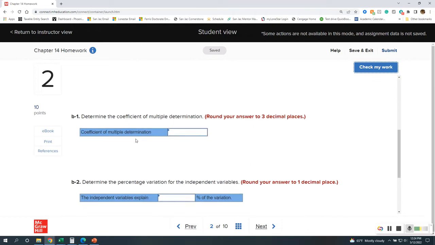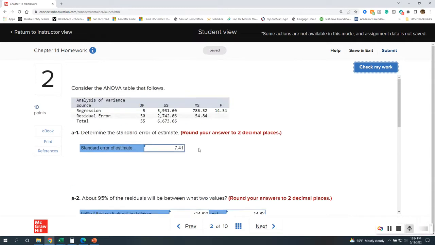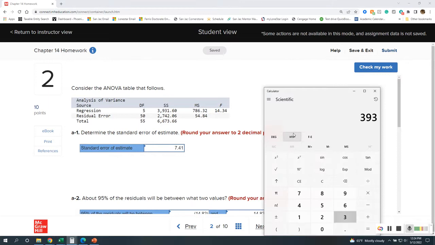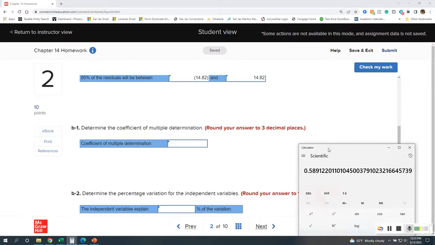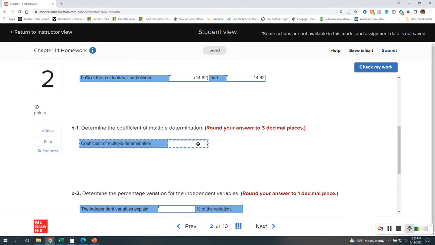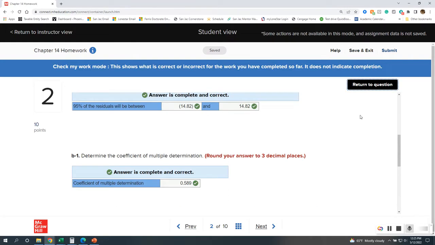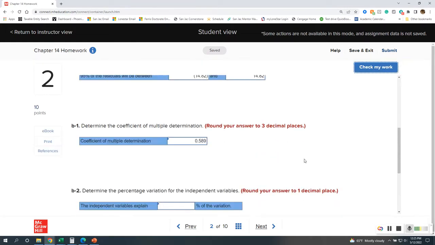Determine the coefficient of multiple determination. Alright, so that's just going to be our SSR divided by our SS total. Calculator, 3931.60 divided by 6673.66, and we're sitting at 0.589. There we go. All right.